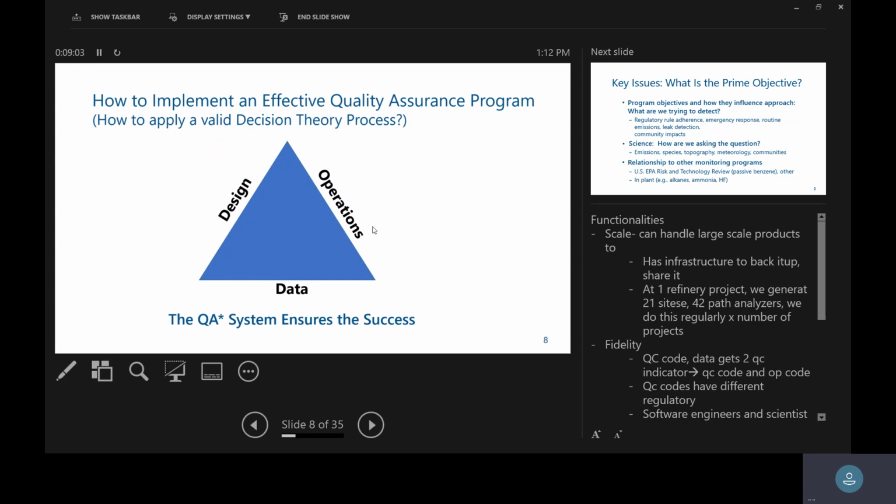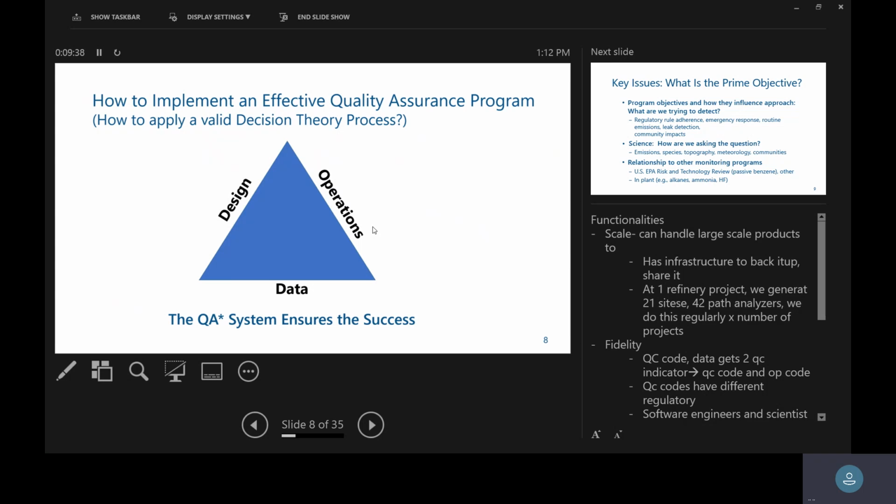So how do you implement an effective quality assurance program, or in our terms here today, a decision theory process? Well, when I look at the entire ensemble of what has to go into implementing this kind of system, you have design. How are you asking the question? Where do you put your monitors, and we'll go into that, the siting, data collection methodologies. So you have that step down, and then it's operations. You maintain your instrumentation correctly. And I'll show some examples.